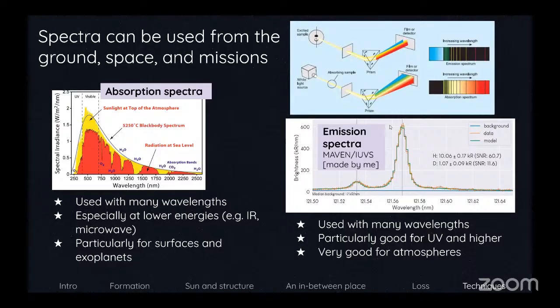Lyman alpha shows up everywhere. It's one of the most common emissions in the solar system and the galaxy just because there's so much hydrogen everywhere. So very useful emission there. These types of spectra, you can use them with a lot of different wavelengths, but we use them a lot for ultraviolet and higher energy stuff.